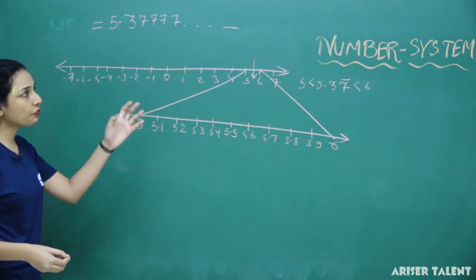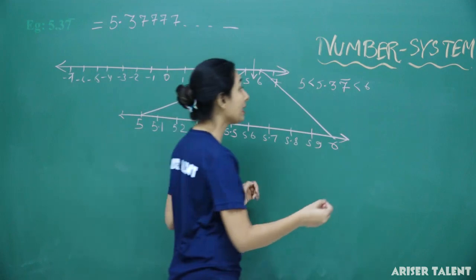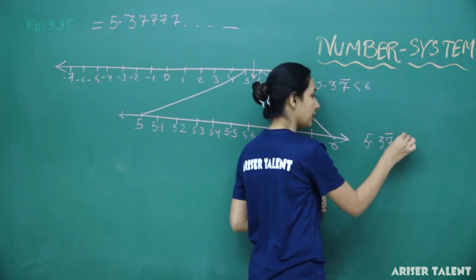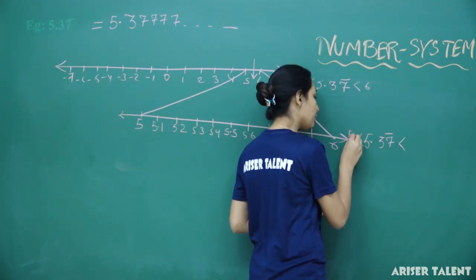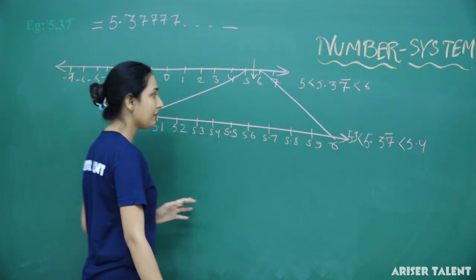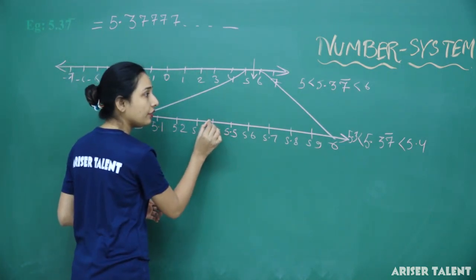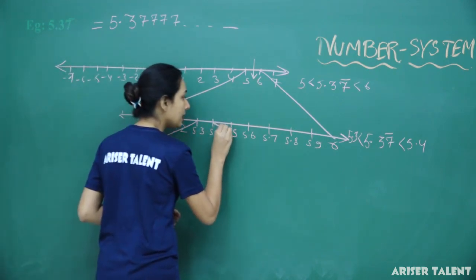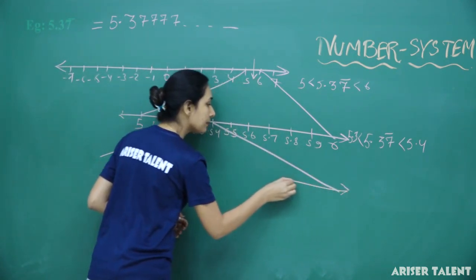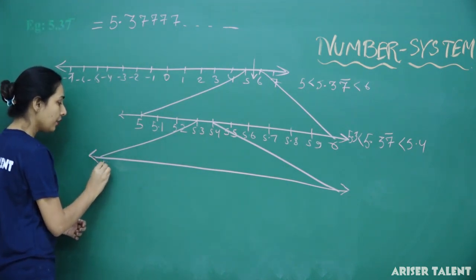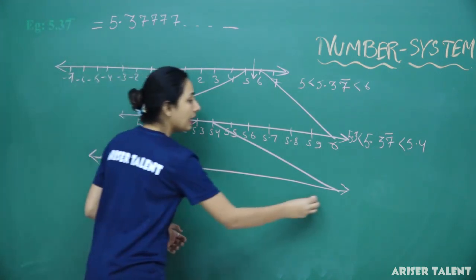Now you are having this 5.37 bar again. Now this will lie between 5.3 and 5.4, for sure. For sure that will lie between them. So this is 5.3 and this is 5.4. So now this will be getting expanded like this. Now at this end you will be having 5.3 and 5.4.